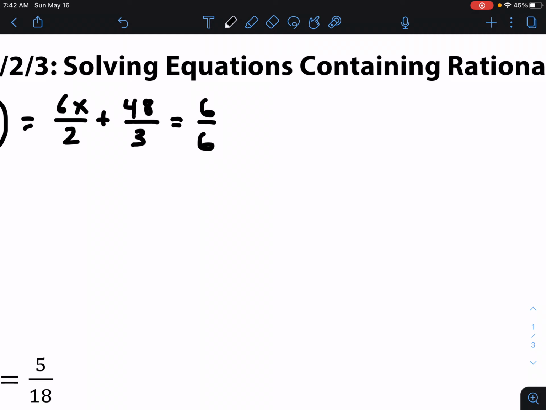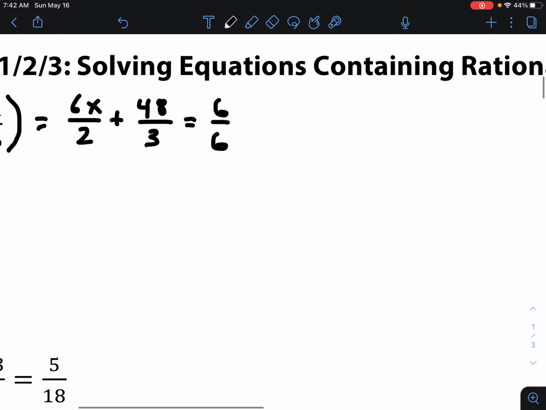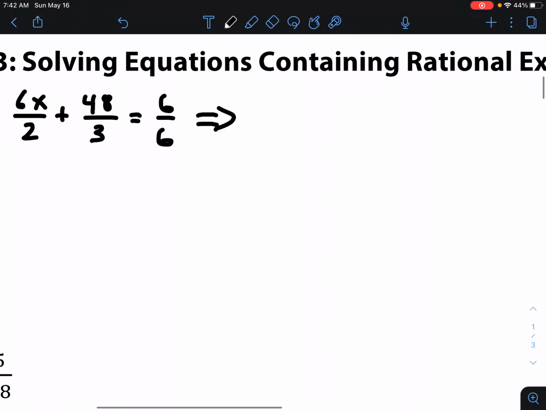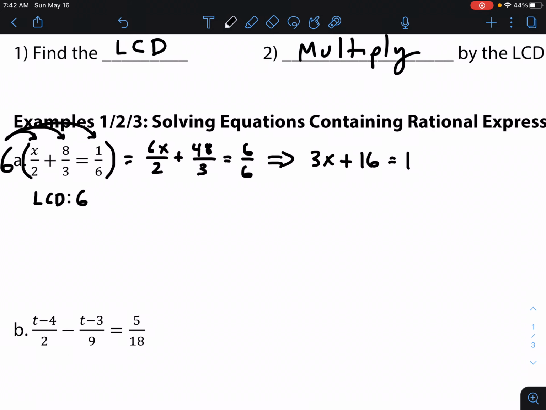Hold on a second. Did I just totally mess up? No, I didn't mess up. I don't like the way this is written because of all the equal signs. So I'm just going to do this. Instead of an equal sign, I'm just going to draw an arrow like that. Okay, so we have 3x, and then 48 divided by 3 is 16, and 6 divided by 6 is 1. So you can see we took a fairly complex looking equation with 3 fractions in it and turned it into a fairly simple equation now that we can solve without too much difficulty.